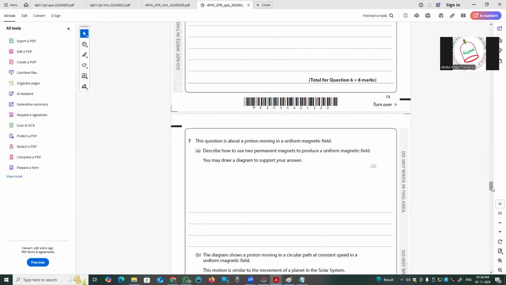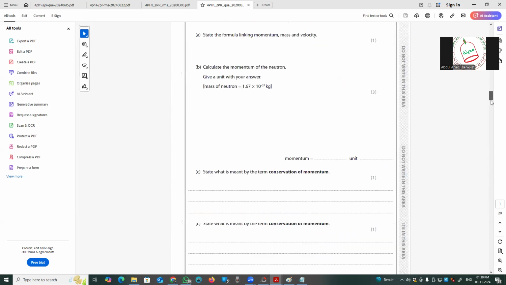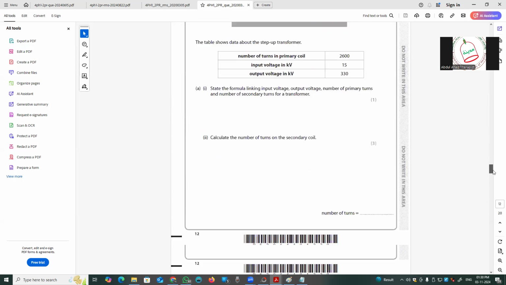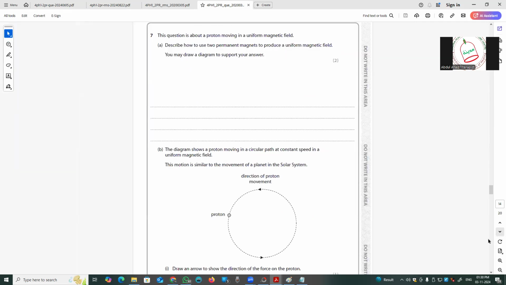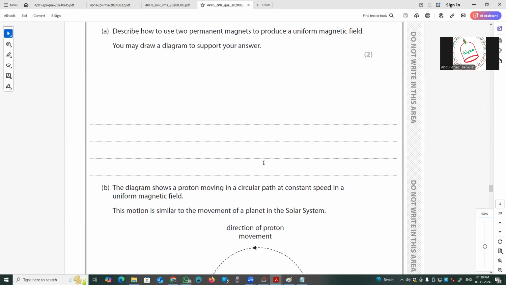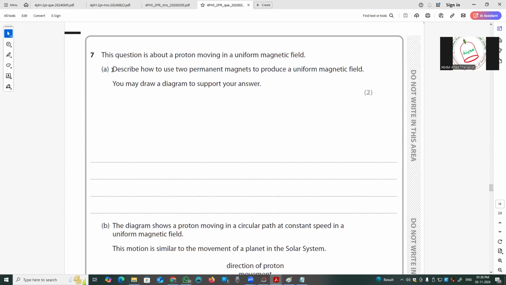This is a different paper, Jan 2020 paper. Question number 7. Again, the similar type of question. It's about the motion of the path of the particles. The first subdivision, 7A, says describe how to use two permanent magnets to produce a magnetic field. You may draw a diagram to support your answer.